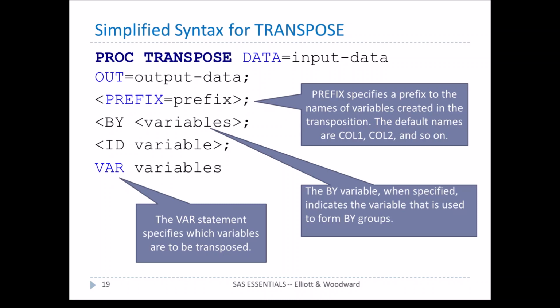So we're going to create new variables. What do we name them? By default, SAS is going to name them col1, col2, etc. But we can define our own prefix if we want to. The by variable, when specified, indicates the variables that are used to form the by groups. And the var statement specifies which variables are to be transposed.